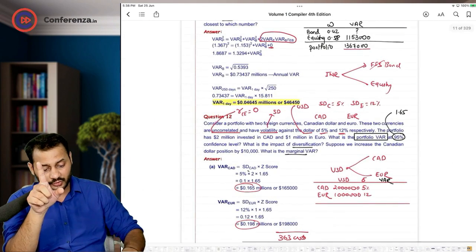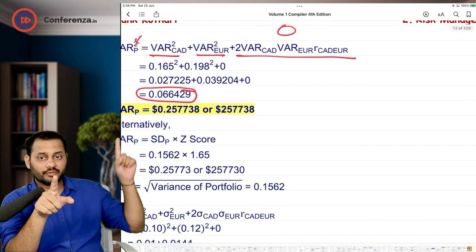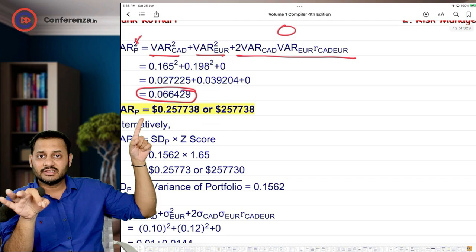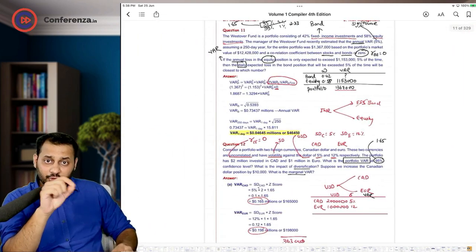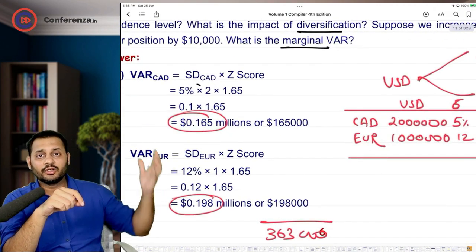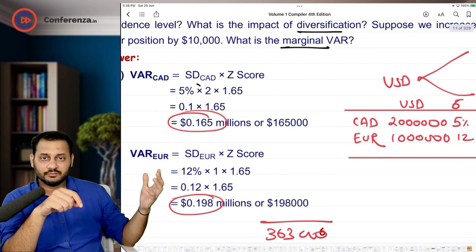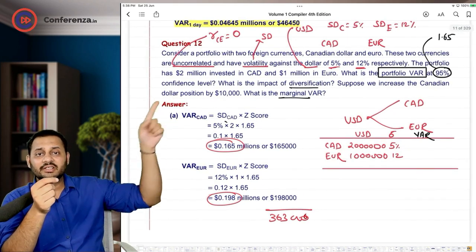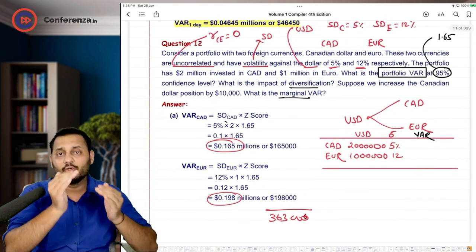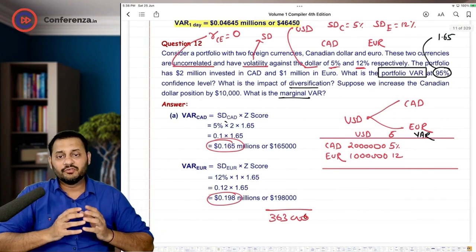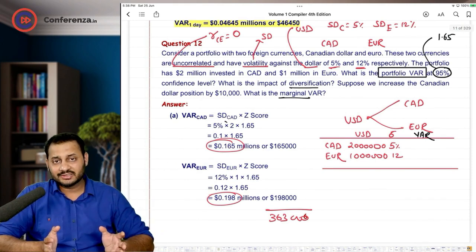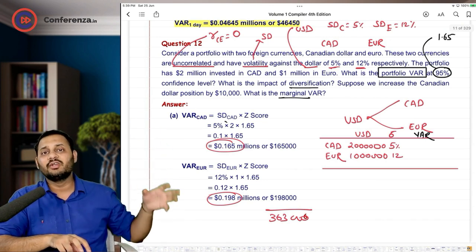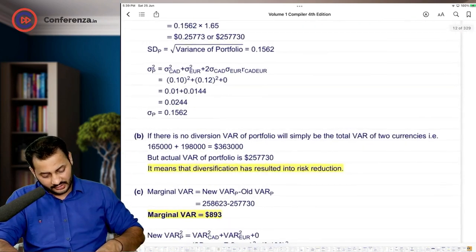But in actual, if you go and see the loss of the portfolio, it is 257,738. That means the actual loss is less than the total of these two losses. It is lesser than 363, right? What does that mean? That means the diversification has resulted in risk reduction. When you invested in both the assets, both the currencies, it reduced the risk from the total of these two individual risks. So what are we going to write?